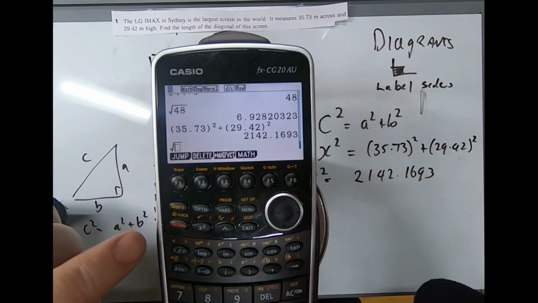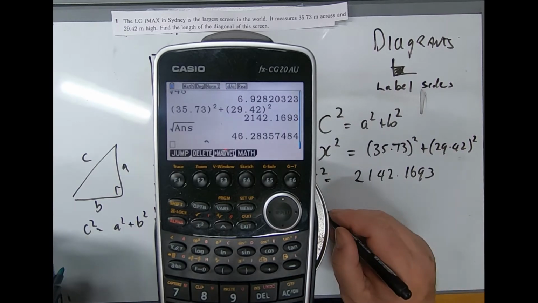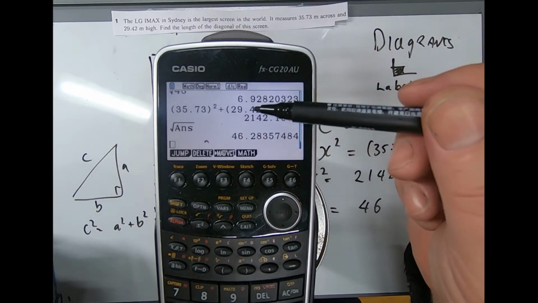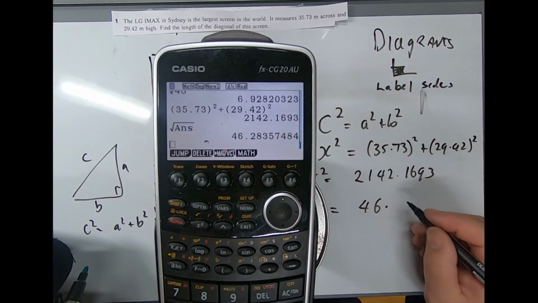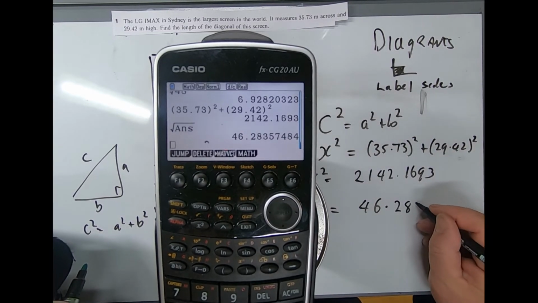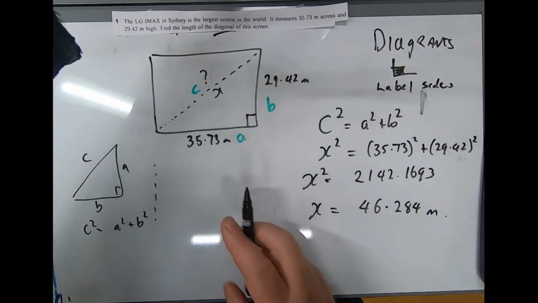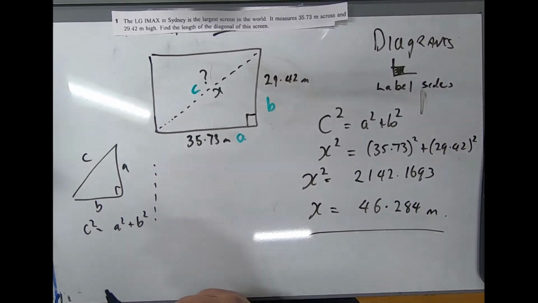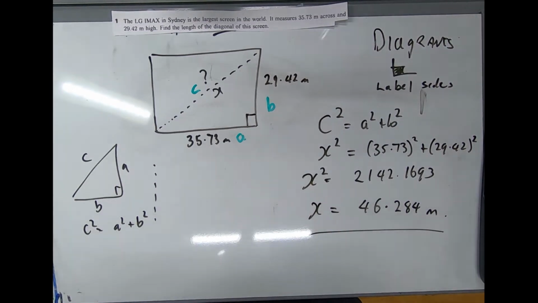And this is how we get that previous answer into the square root. Shift answer down here, so I don't have to type that out again. So x would be 46. Now in the question they had 2 decimal points, so we'll go to 3 decimal points: 46.284 meters. The diagonal across this massive cinema screen is 46.284. I wonder if it is still the largest screen in the world. Unlikely. Next question.